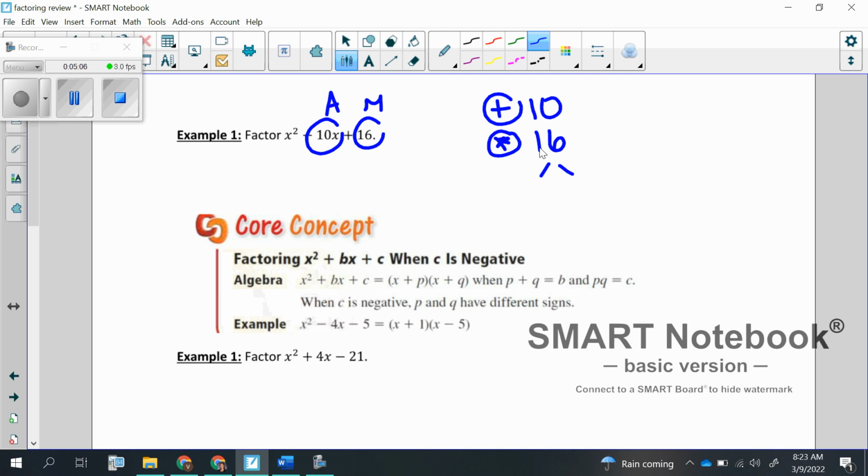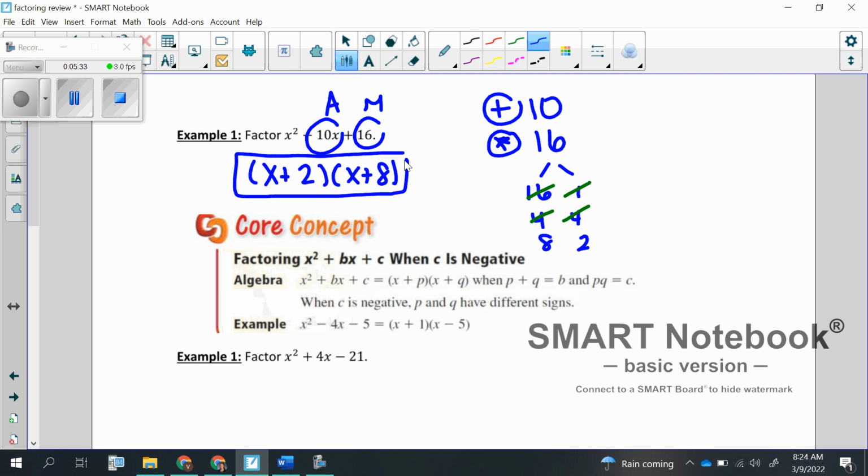So factors of 16 are 16 and 1, so that's not going to do it for us because that won't add to 10. Other factors of 16 are 4 and 4, but they aren't going to do it because, again, they don't add to 10. And the last two factors, which are 8 and 2. If you add them together, they will multiply to 16, but add to 10. So my factors are x plus 2 times x plus 8.